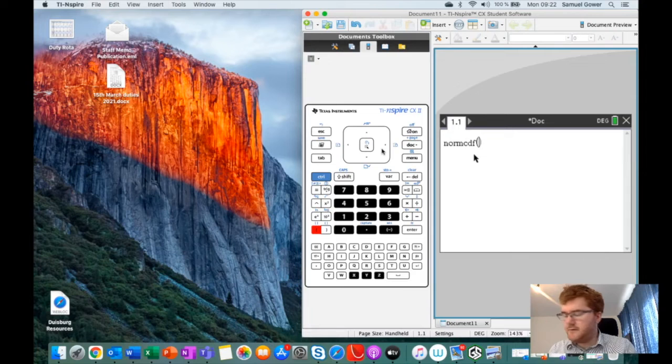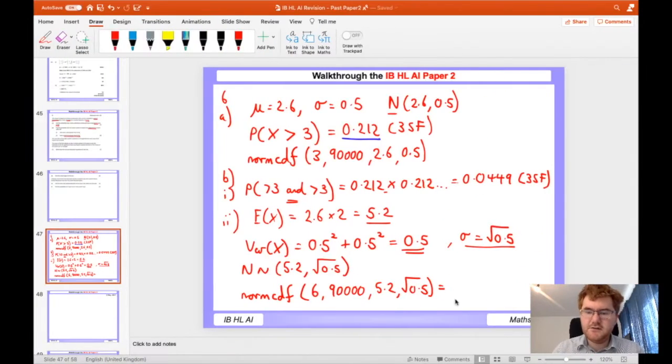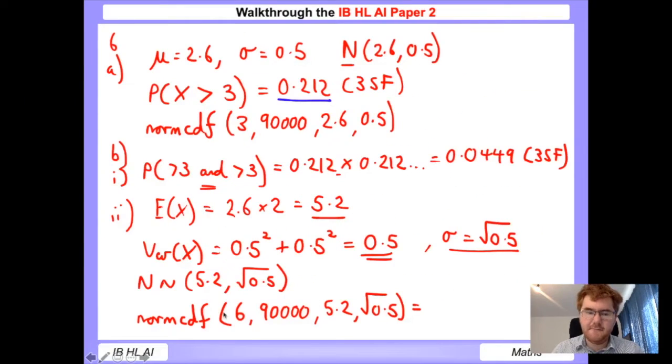And then we've got the upper and lower bounds. So you've got 6, 90,000. You can do this through the menu as well, of course. 5.2. This is the most important part here, the square root of 0.5. And then we generate our answer of 0.12895, which is going to be 0.12923 significant figures.